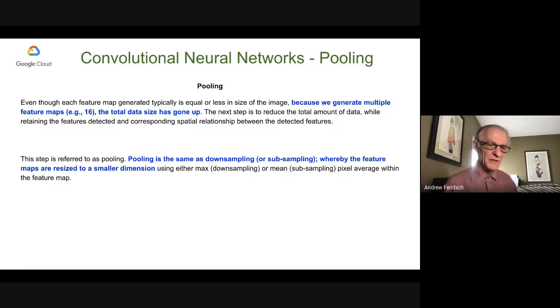Okay, so let's say at our first convolution, we're going to generate multiple feature maps, let's say 16. And each one of these feature maps initially is the same size as your image. Well, our total data size has gone up. Instead of having this one image of this size, I really got 16 of them. So now my next step is I want to reduce the total amount of data while retaining the features detected and the corresponding spatial relationship between the detected features.